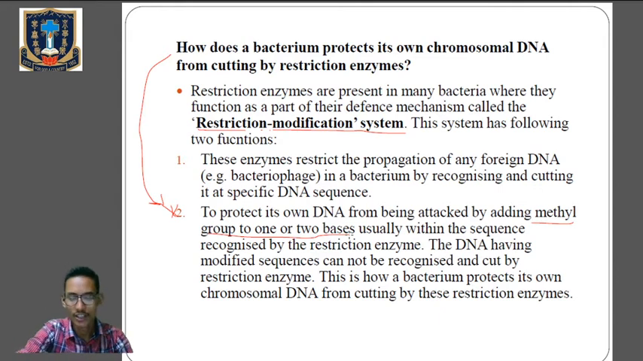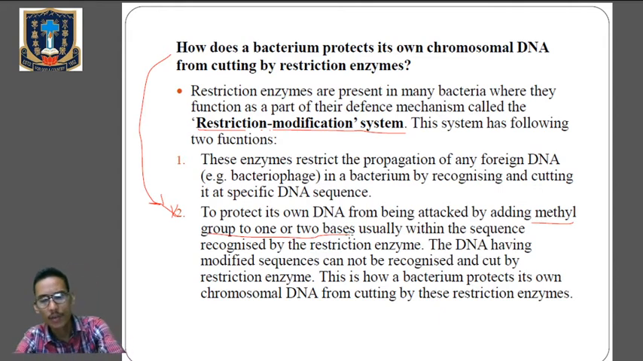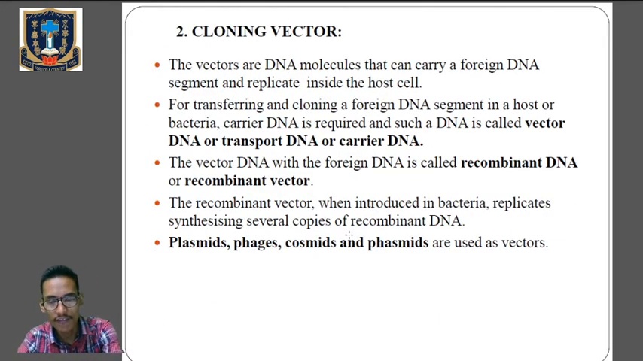Clear? Okay. Now let's go to the second tool of recombinant DNA technology, and that is the vector. If you remember, when we were learning about recombinant DNA formation, we require a foreign DNA having the gene of interest, and we need a vector DNA. That vector DNA will carry the gene of interest, the segment of gene, and will lead to the formation of recombinant DNA.